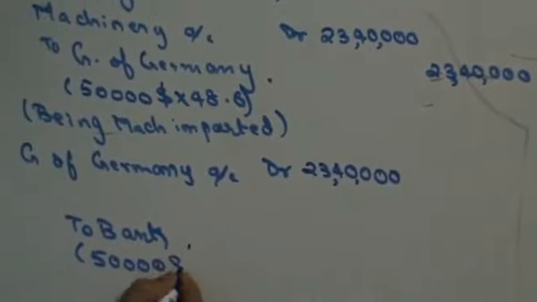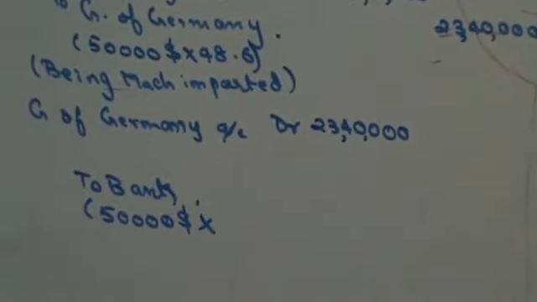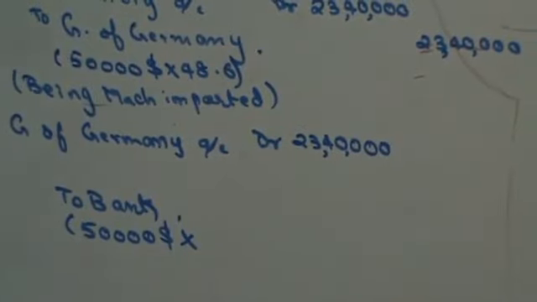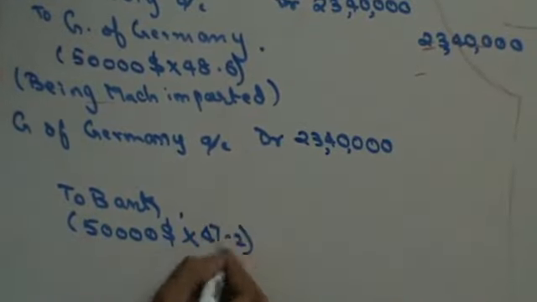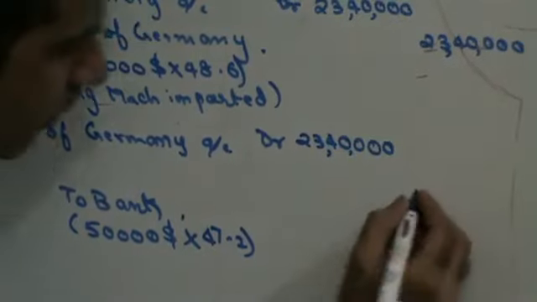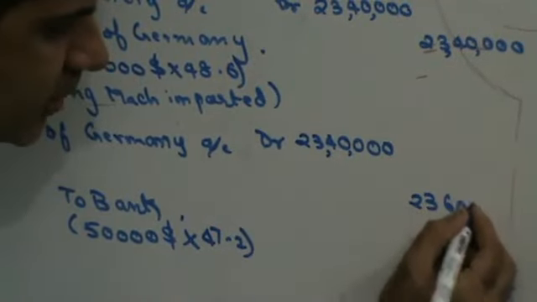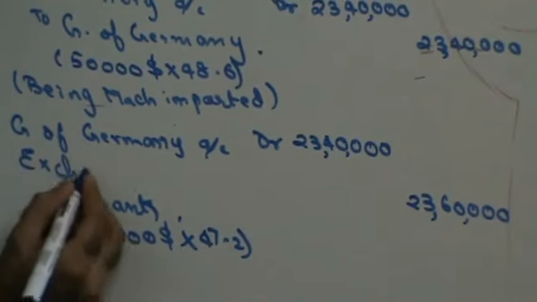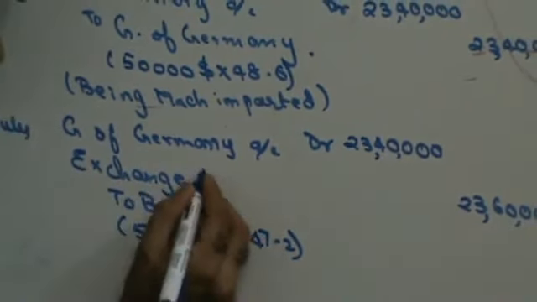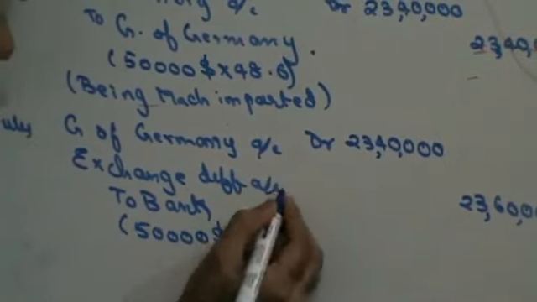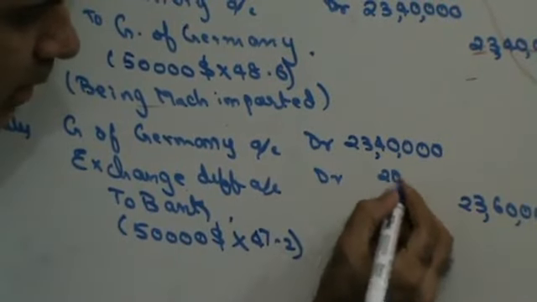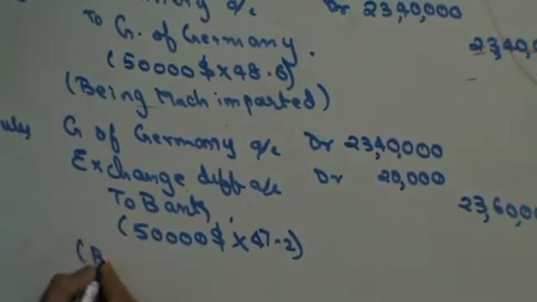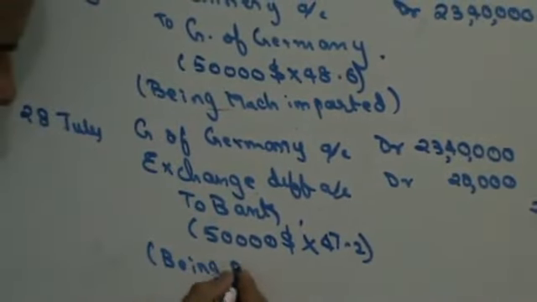You are making a payment for $50,000 and the dollar rate on 28th July is 47.2. Someone tell me how much is this? 23 lakh 60,000. Right, so you will have exchange difference on the debit side here. Exchange difference account debit 20,000, being payment made.